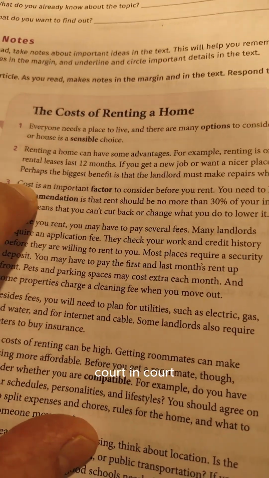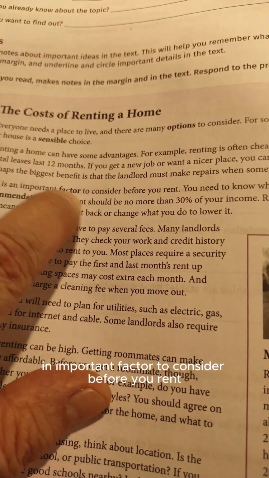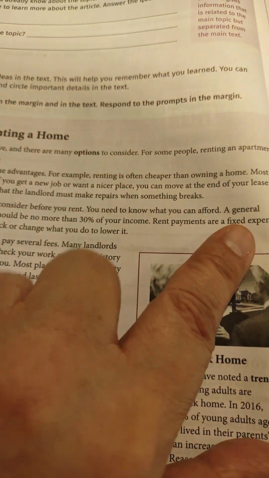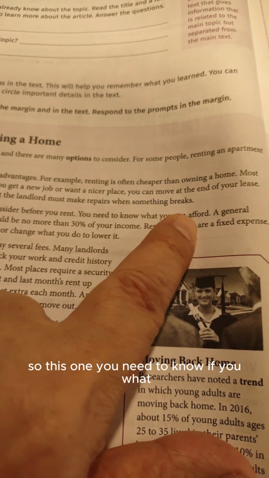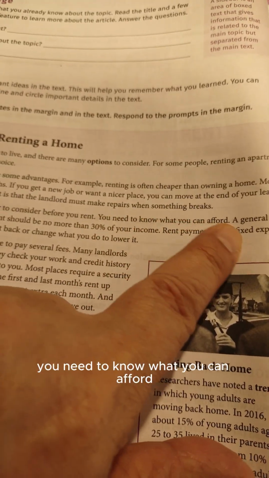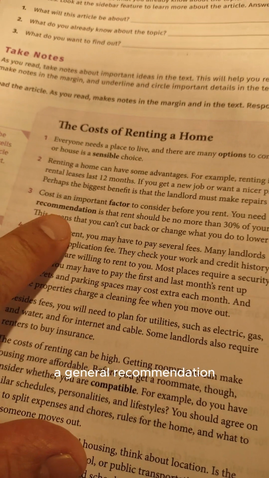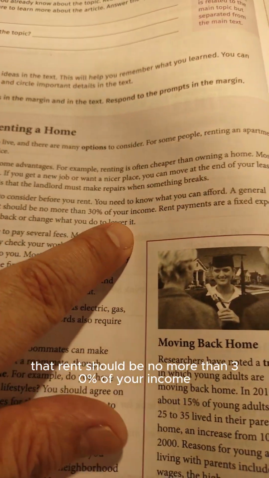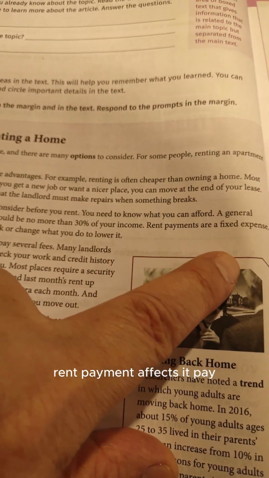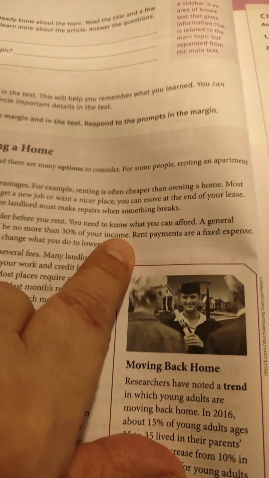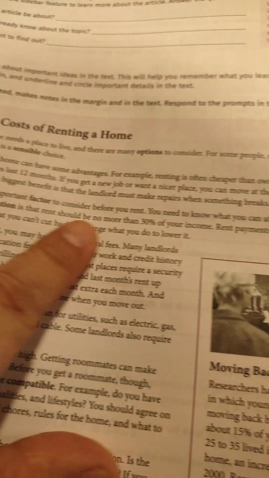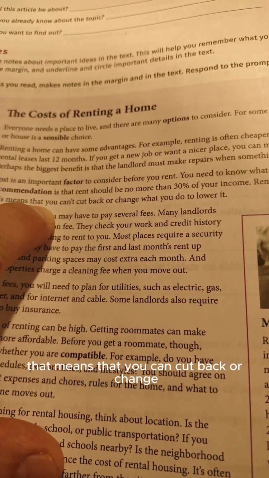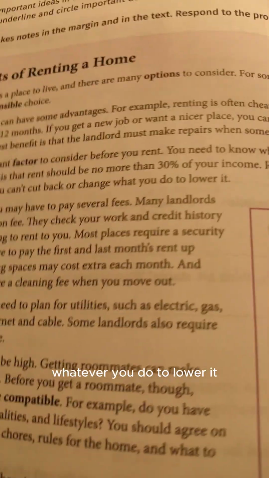Cost is an important factor to consider before you rent. You need to know if you can afford it. A general recommendation is that rent should be no more than 30% of your income. Rent payments are fixed expenses. That means that you can't cut back or change whatever you do to lower it.